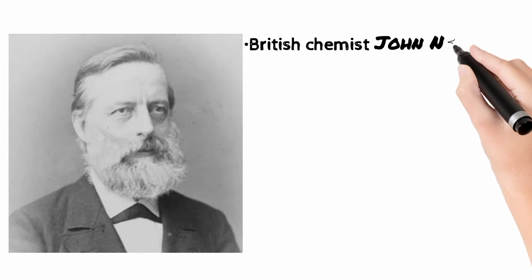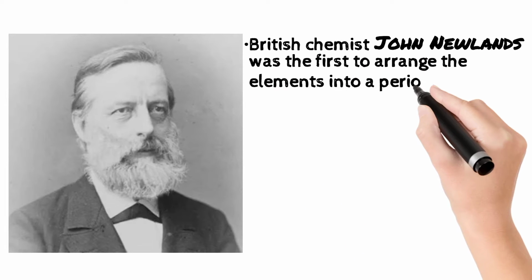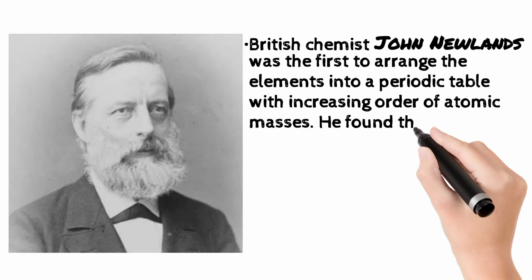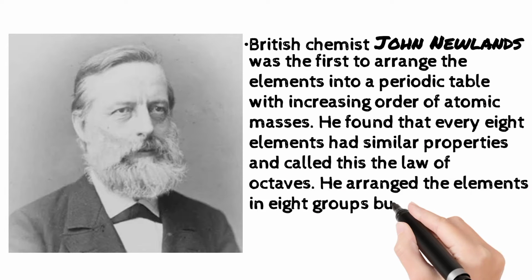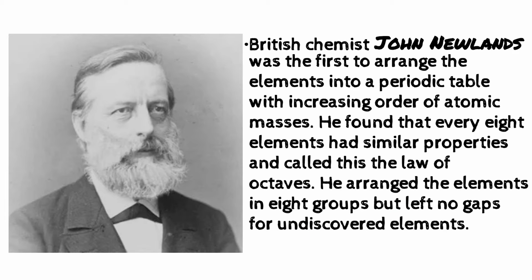British chemist John Newlands was the first to arrange the elements into a periodic table with increasing order of atomic masses. He found that every 8 elements had similar properties and called this the law of octaves. He arranged the elements in 8 groups but left no gaps for undiscovered elements.